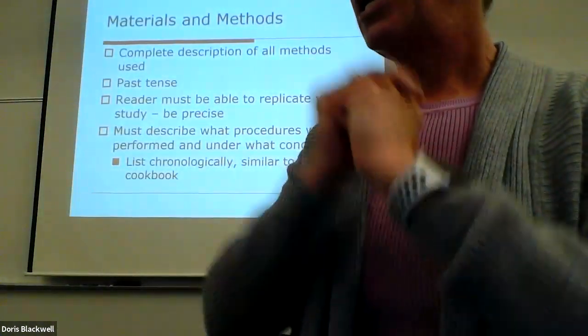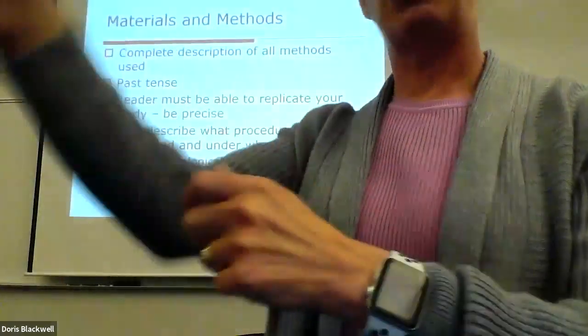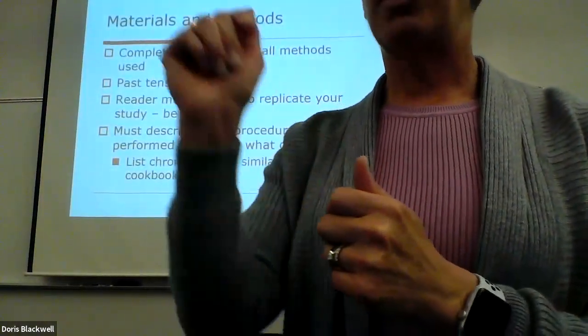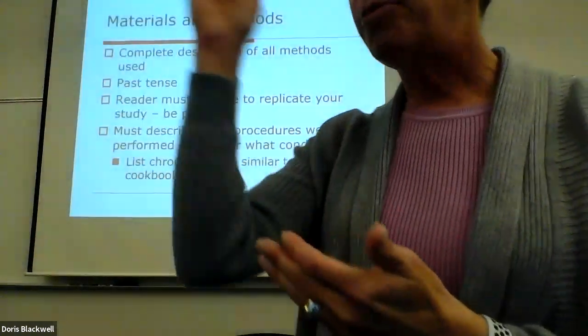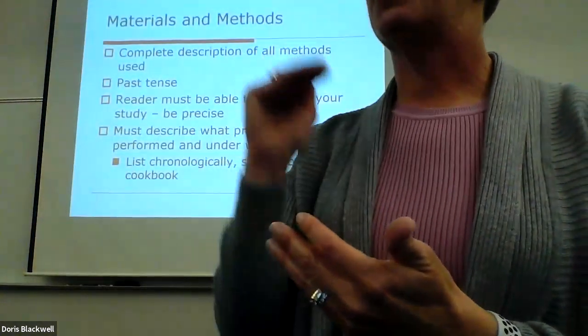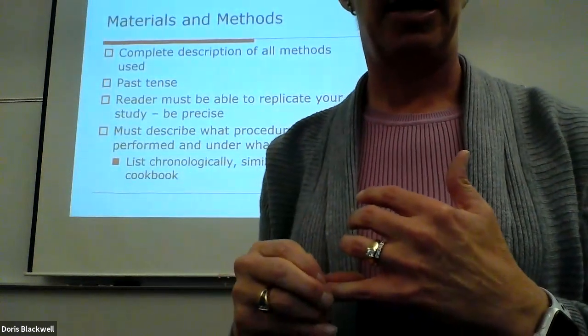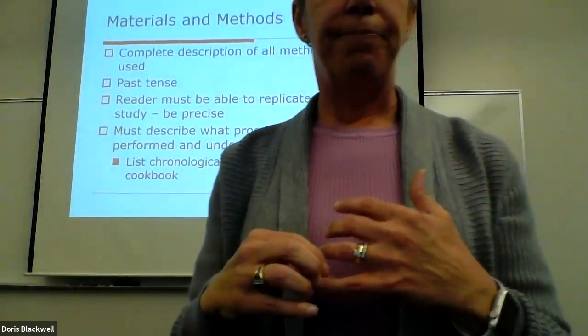So if I baked a cake and I wrote down everything I did and I gave it to them, they should be able to bake the same cake, right? If someone else picks up our article and they want to duplicate our study, they need to be able to go through our study, step by step, and be able to duplicate our study exactly, or replicate our study.